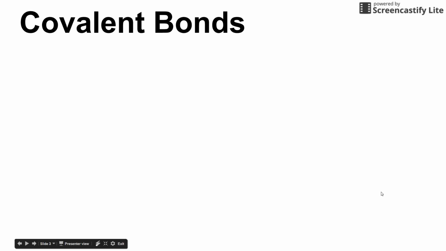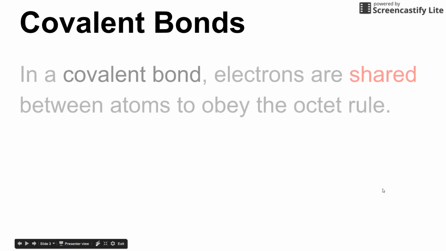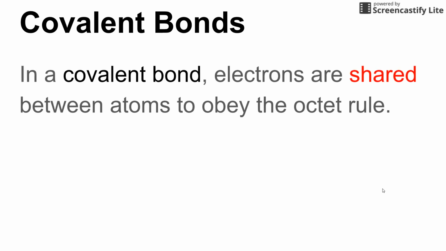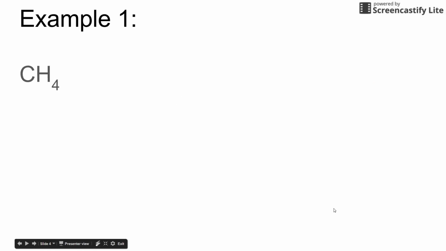So let's first define covalent bonds. In a covalent bond, electrons are shared between atoms to obey the octet rule. How it differs from ionic bonds: in ionic bonds, electrons are transferred, but in covalent bonds, they are shared. Again, the differences are in red here. Now we're going to do a dot structure to represent sharing of electrons in a covalent bond.